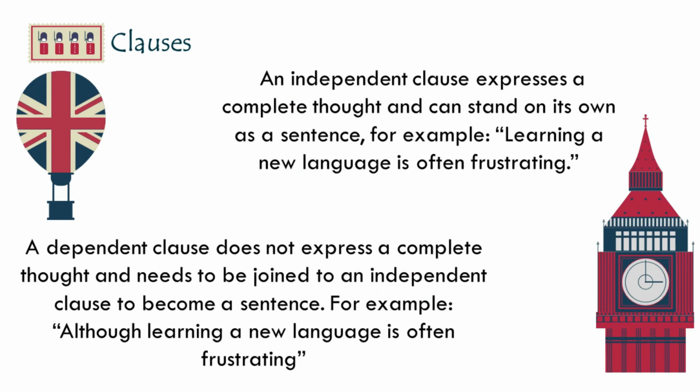There are 2 kinds of clause, independent clause and dependent clause. An independent clause expresses a complete thought and can stand on its own as a sentence. For example, learning a new language is often frustrating. A dependent clause does not express a complete thought and needs to be joined to an independent clause to become a sentence. It usually begins with a word such as although, while, because, who, which, if, etc. For example, although learning a new language is often frustrating.